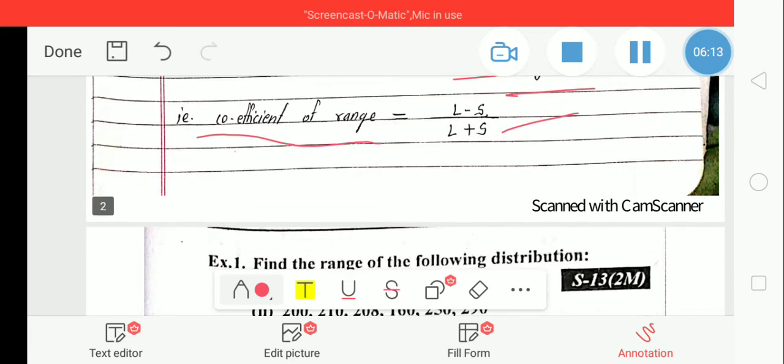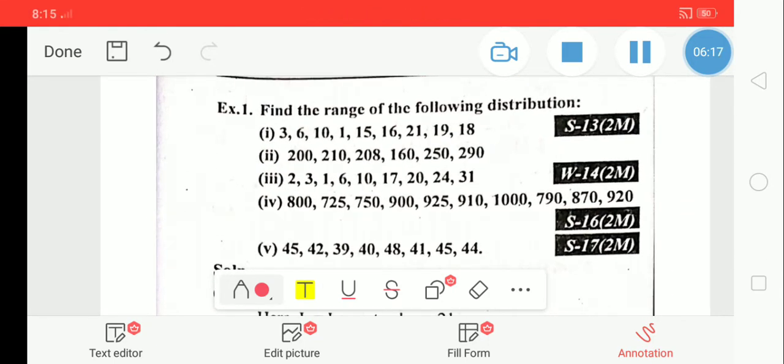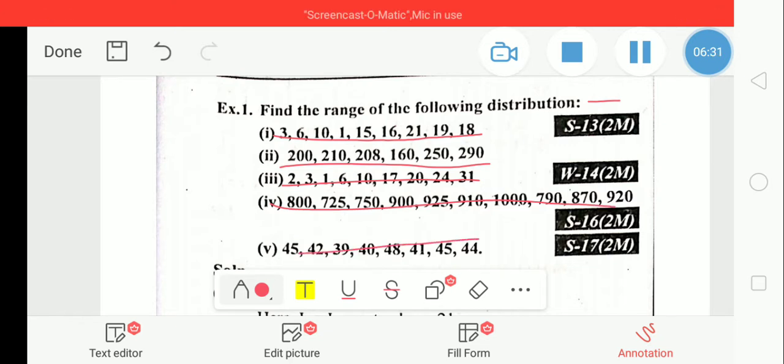Now take an example. Find the range of the following distribution. This is 1, 2, 3, 4 and 5. In this way it is called a distribution. Now in this distribution we want to find the range.